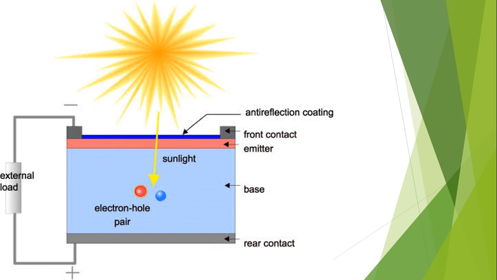This is the example. When external load will be connected, the electrons will flow from negative to positive. This is the rear contact, this is the silicon base, and this is the emitter, and this is the front contact. And this blue color line indicates the anti reflection coating, so that the maximum sunlight can be used for the generation of electricity.